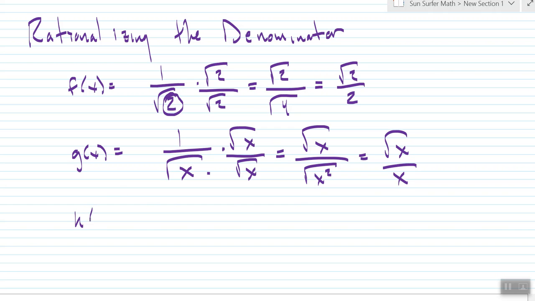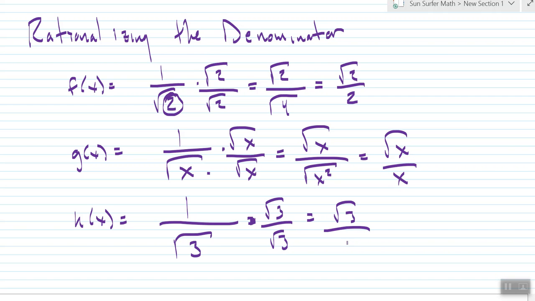One more example, let's just say we have h of x is equal to 1 over the square root of 3. Well, then we're going to multiply by the square root of 3 over the square root of 3. And so we get the square root of 3 over 3.